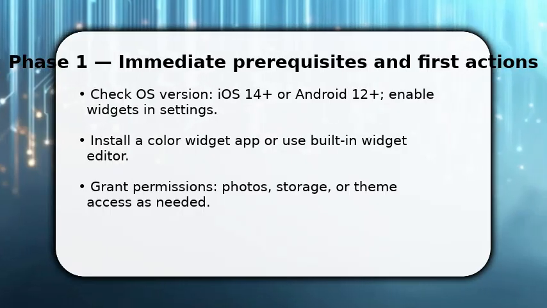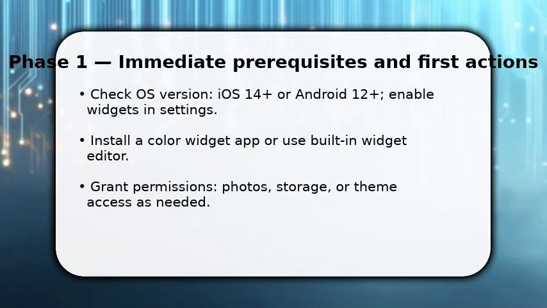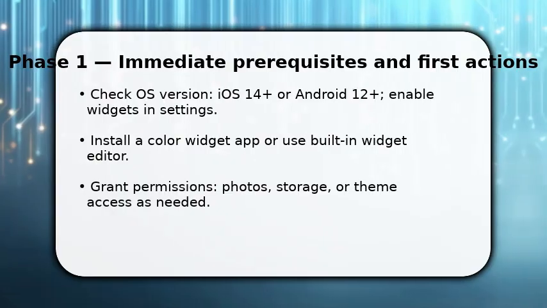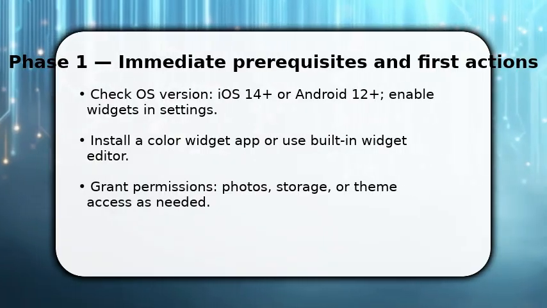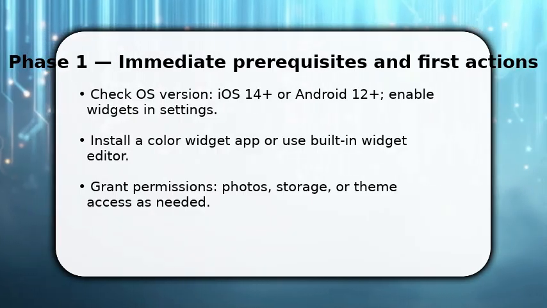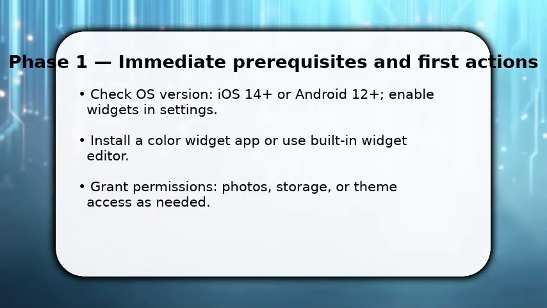You start by confirming basics. Make sure your phone runs a widget-capable OS version and that you have a color widget app or built-in editor installed. Open settings and enable any widget permissions required, like photos or storage. Once done, long press the home screen to enter edit mode.